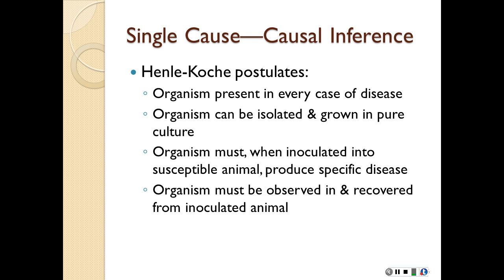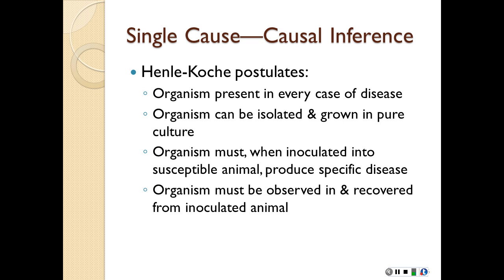The organism can be isolated and grown in pure culture. So if I take a person that has AIDS and I take a blood sample, I can then grow HIV in culture. The organism must, when inoculated into a susceptible animal, produce specific disease. So if I take that HIV that I have grown in culture and inject it into a monkey, I think monkeys are susceptible to HIV, then the monkey would develop AIDS.